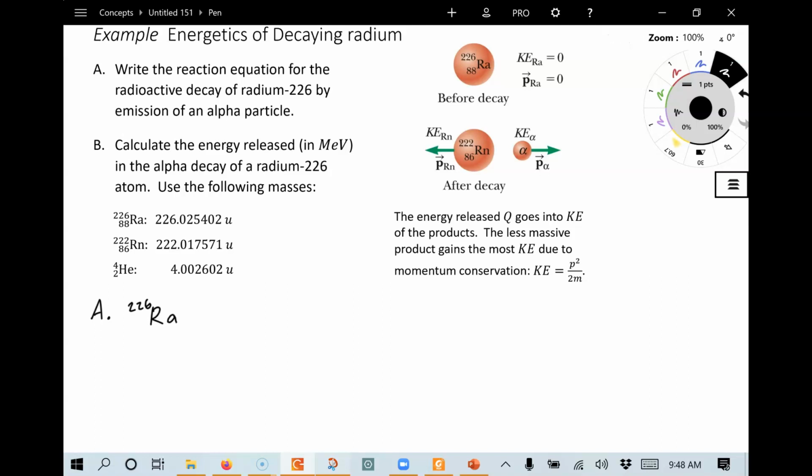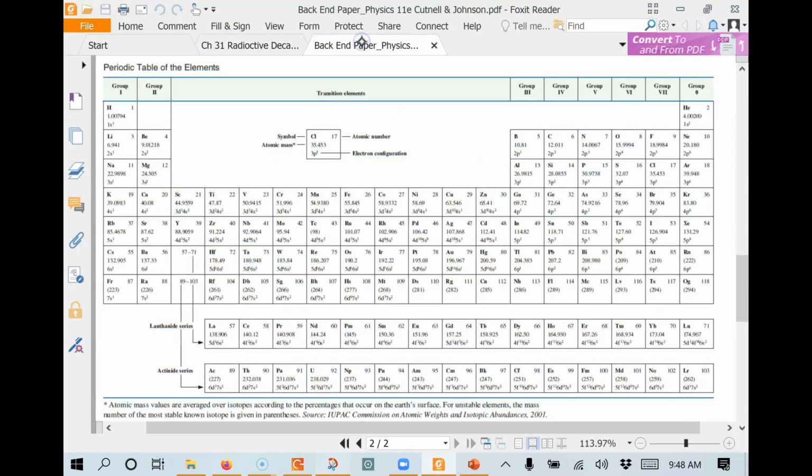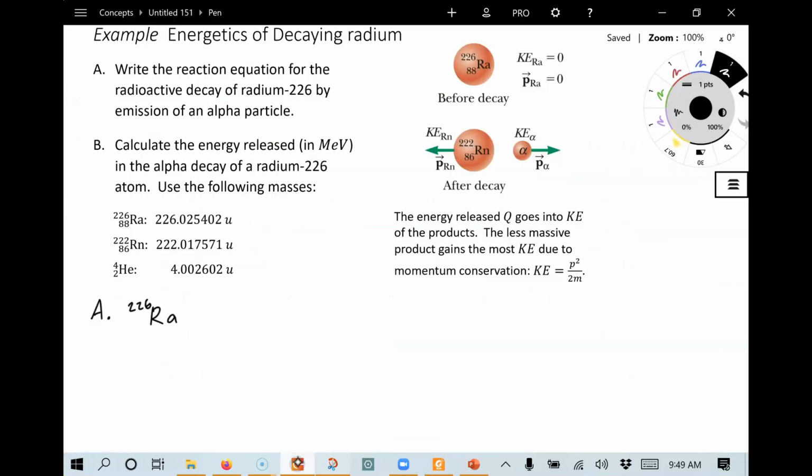226, and I don't remember how many protons radium has. Let's go look it up real quick. Radium. There it is, 88. Z equals 88 for radium.